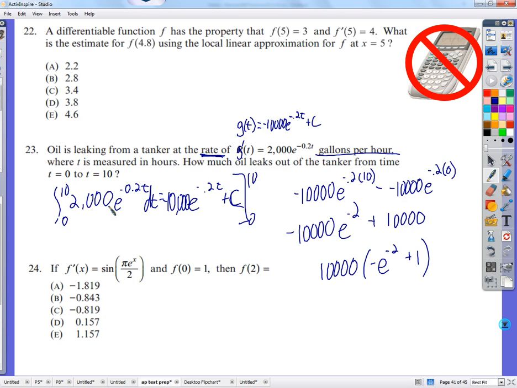As you do more of those, keep in mind that they might tell you what the derivative of some function is. And to look at the original function, I've got to go backwards from the derivative. I've got to go antiderivative.